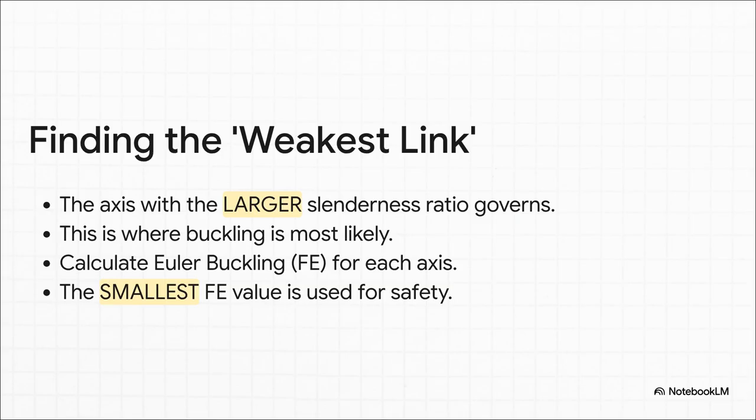Now, a column can buckle in different directions, right? So here's the crucial part. An engineer has to find the path of least resistance, the weakest link. They calculate the slenderness ratio for each axis, and they use the biggest one to drive the design, because that's the direction it's most likely to fail in. This then leads them to find the buckling strength, or Fe, for each axis, and to be safe, they always use the smallest one. It is all about designing for the absolute worst-case scenario.